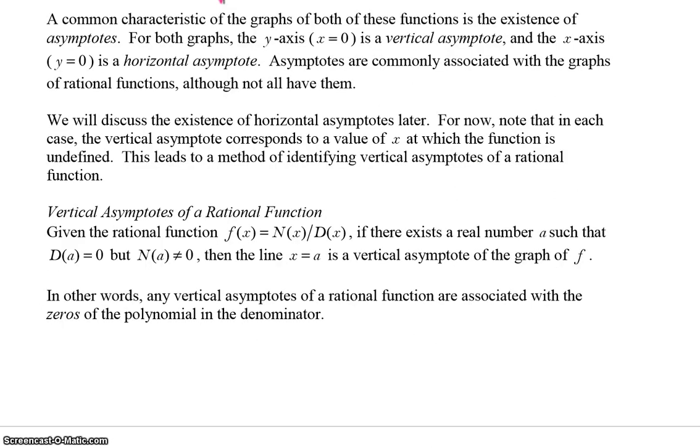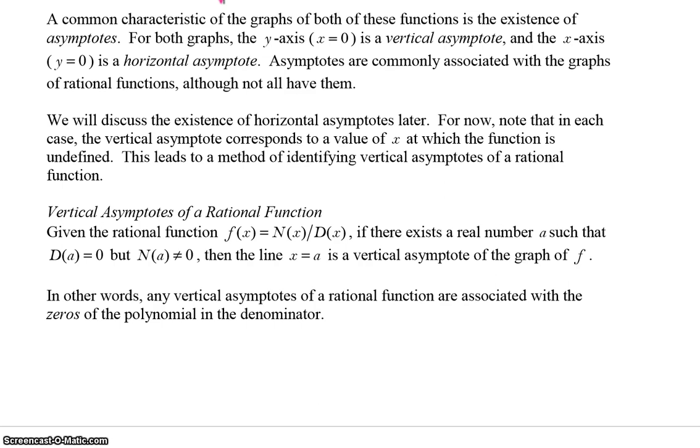So now we will state the rule for finding vertical asymptotes of a rational function. Given the rational function f of x equals n of x over d of x, if there exists a real number a such that d of a equals 0, but n of a is not equal to 0, that is, a value of x at which the denominator is 0, but the numerator is not simultaneously 0, then the line x equals a, and that is the equation of a vertical line, x equals a constant, is a vertical asymptote of the graph of f.